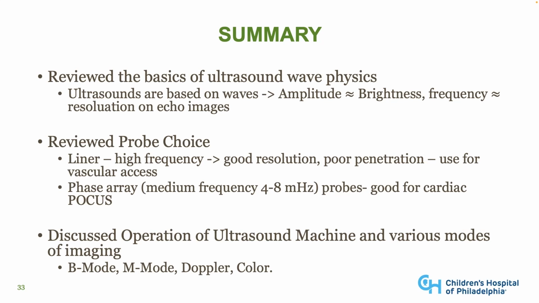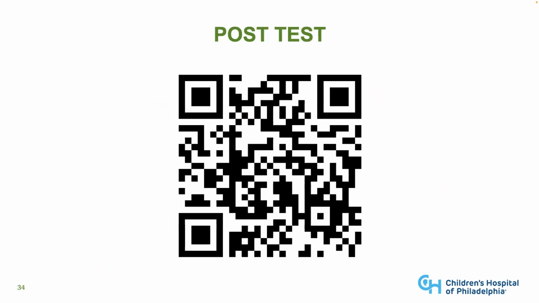We've reviewed probe choice. So linear probes we use for high frequency, which provides good resolution and poor penetration, and we use those for vascular access. The phased array probes, which are usually medium to lower frequency, allow for cardiac focus because they have better penetration for us, but a little bit less resolution. And then we discussed the operation of the ultrasound machine, including some various modes of B mode, M mode, Doppler, and color Doppler. So pulse wave Doppler and color Doppler.